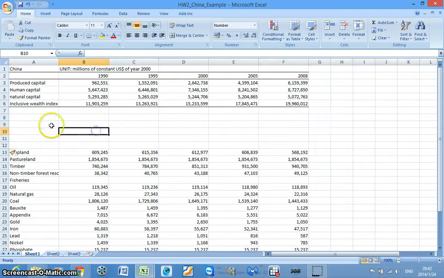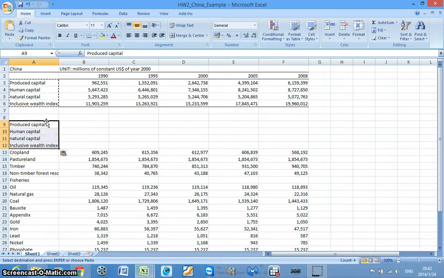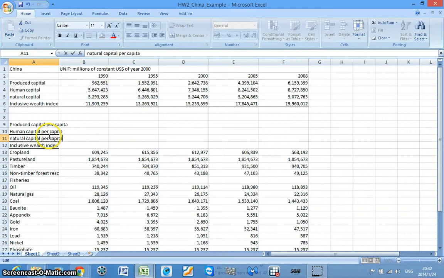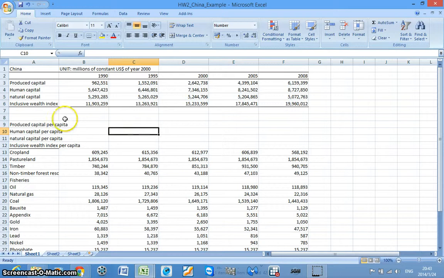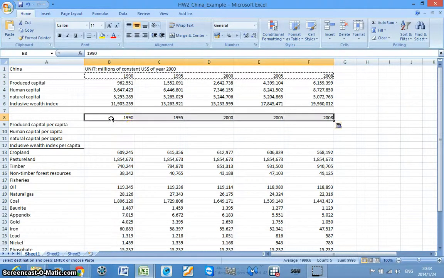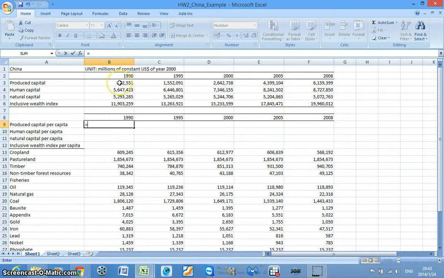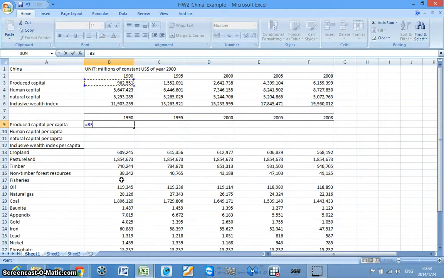What you also want to calculate is the per capita value for these things. The per capita value means you have to divide the total value, which is shown in the tables above, like here, and divide that by the number of people, the population. So to calculate the per capita produced capital in 1990, what you need to do is just divide the aggregate value in 1990, which is here, this number, and divide that by the corresponding population in 1990.